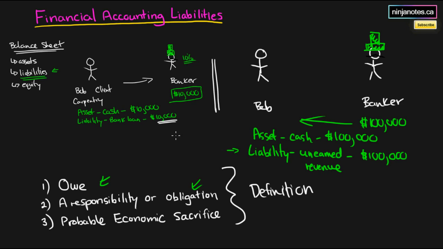So like I've shown, we have two types of liabilities, the bank loan and the unearned revenue. In the next tutorial, we're going to be talking about what equity is.